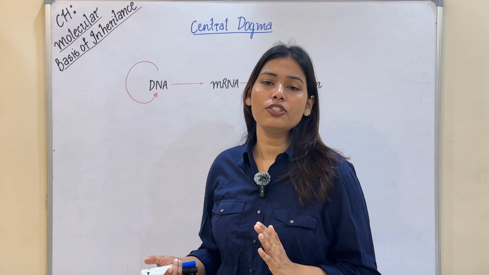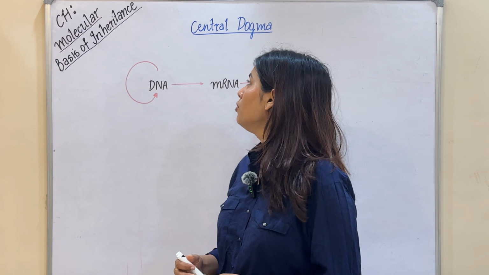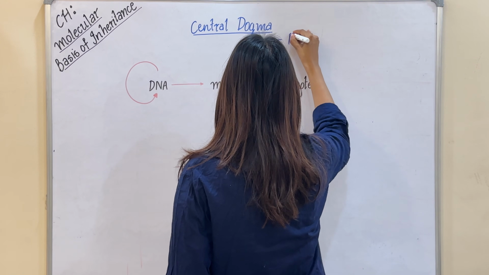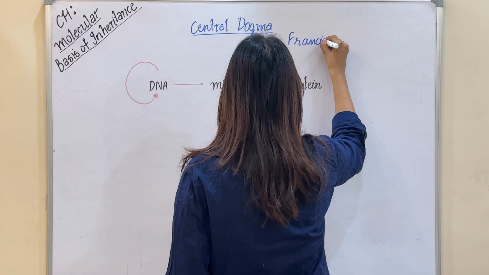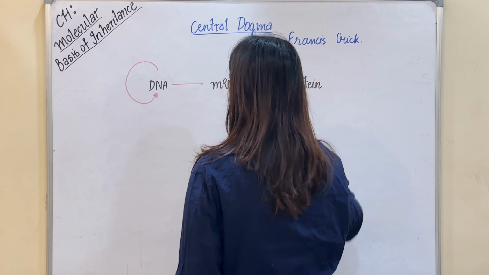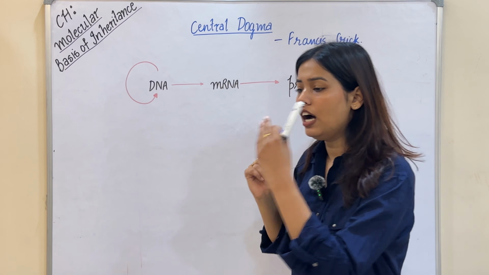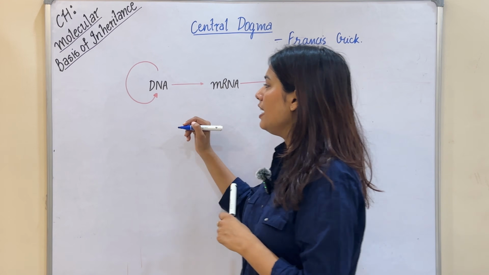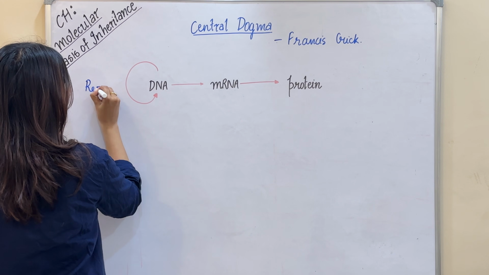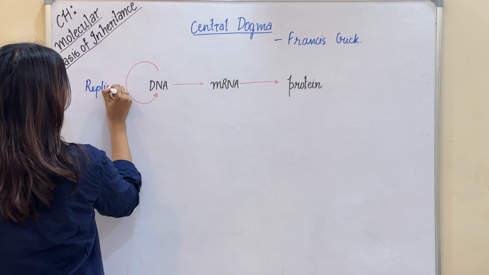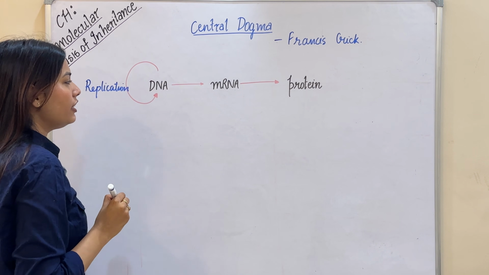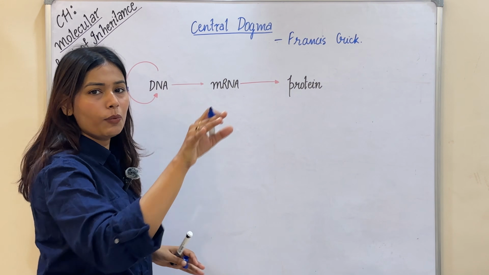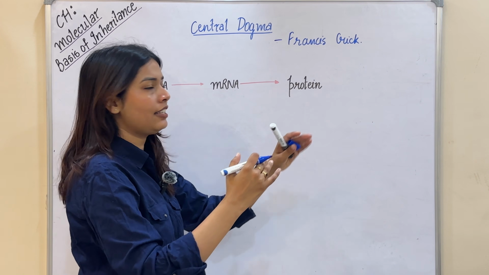Before starting with the packaging of DNA, I just want to discuss the central dogma. Central dogma was given by Francis Crick. So he gave the flow of how a DNA is going to express itself and form proteins. So DNA first replicates itself. So it is DNA replication. After that, the DNA converts into messenger RNA. Messenger RNA along with the ribosomes is going to synthesize the proteins.